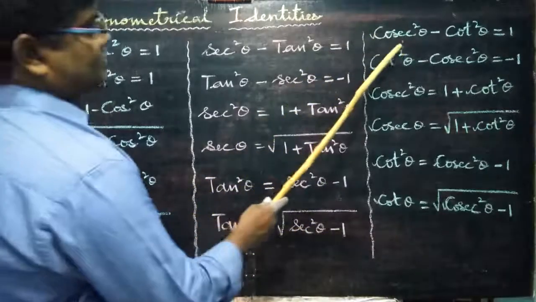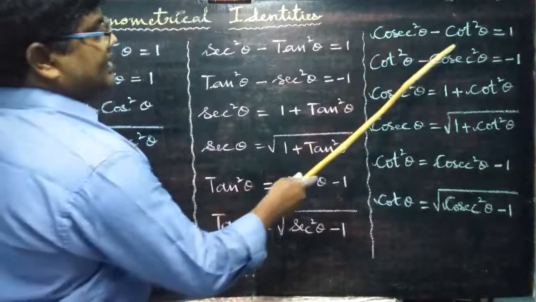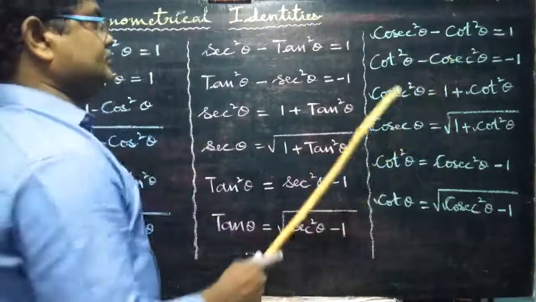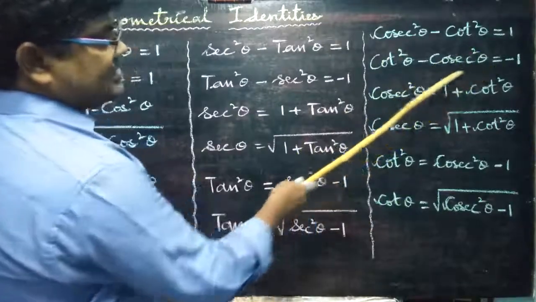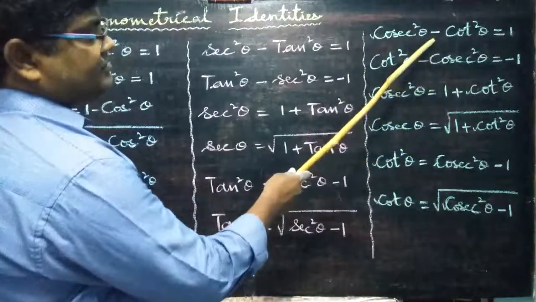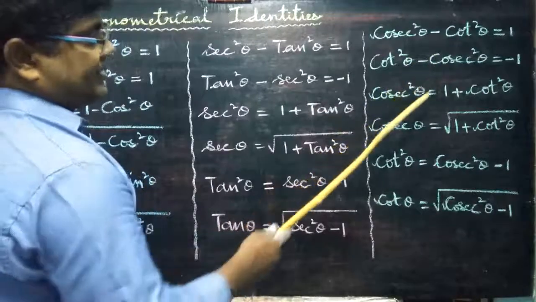The same way this one also. Cosecant square theta minus cot square theta is equal to 1. And reverse, cot square theta minus cosecant square theta is minus 1. Second one is not an identity. Only the first one is an identity.